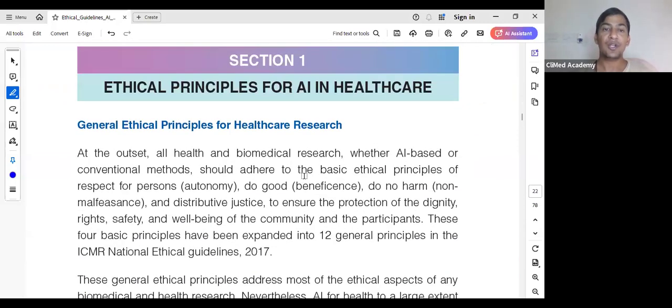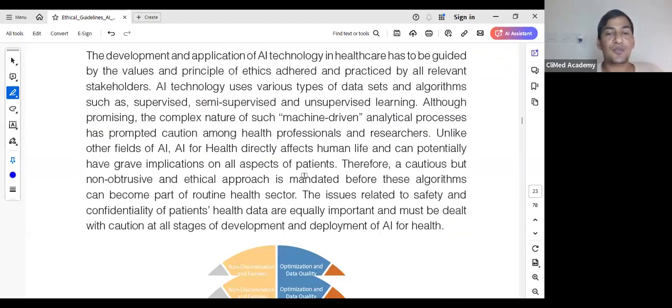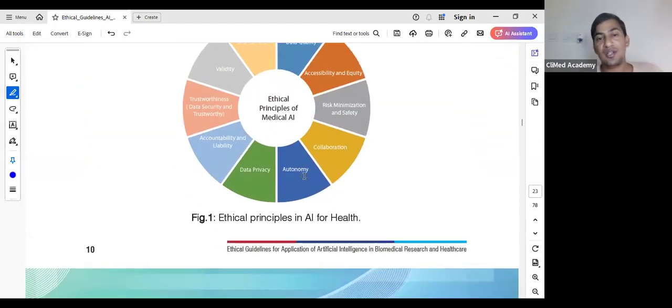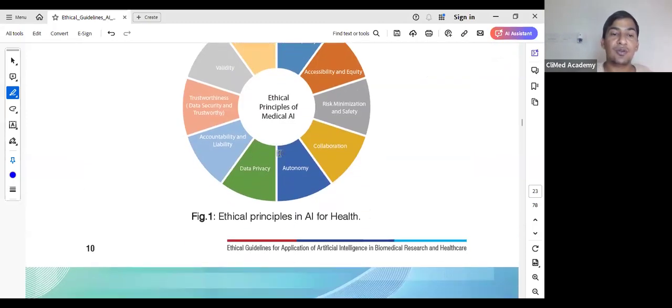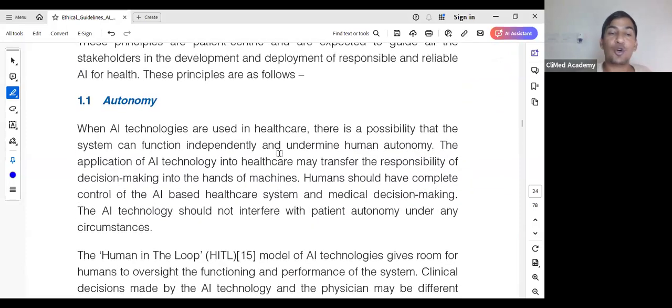So here are the ethical principles for AI in healthcare. You will see responsible AI and you will see this picture. This picture talks about all the principles. The first principle is autonomy. What is autonomy?